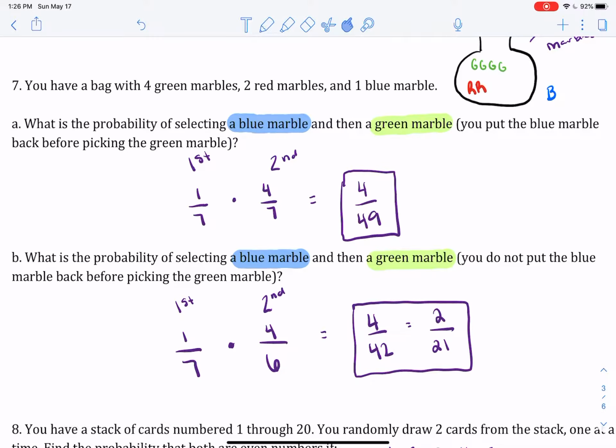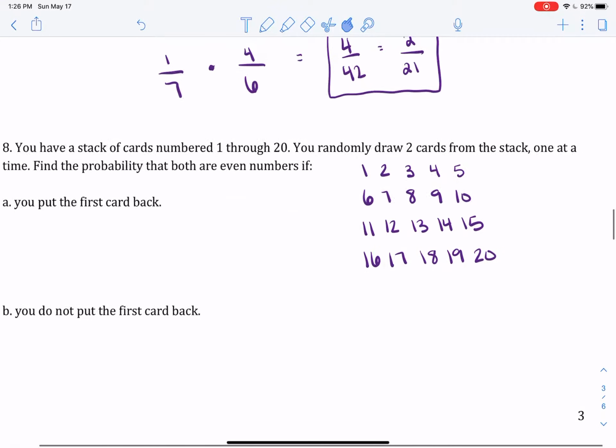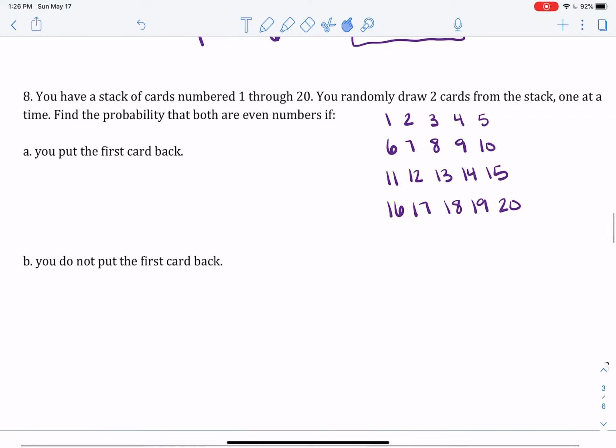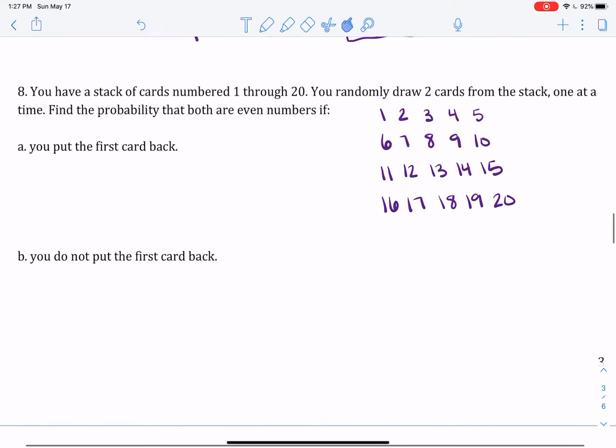All right. So let's look at number 8. This one's a little different. We're looking at cards. It says you have a stack of cards numbered 1 through 20. You randomly draw 2 cards from the stack, one at a time. Find the probability that both are even if. So let's look at part A. You put the first card back. Okay, so it wants to know the probability that both numbers are even.